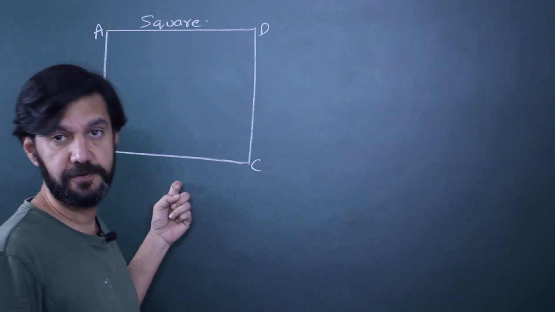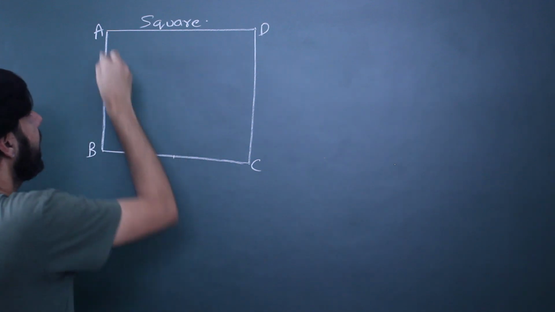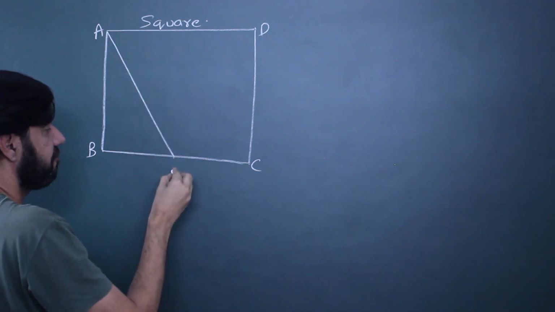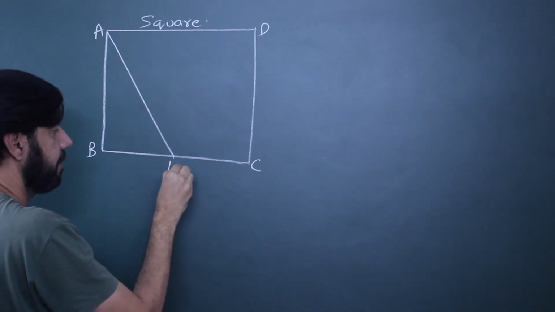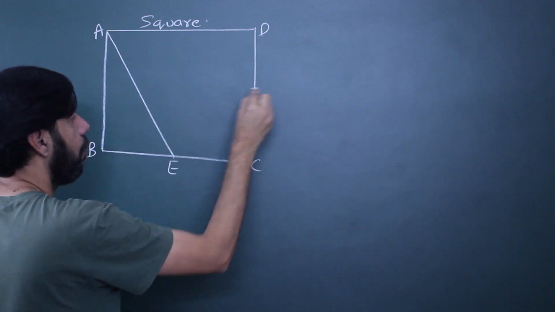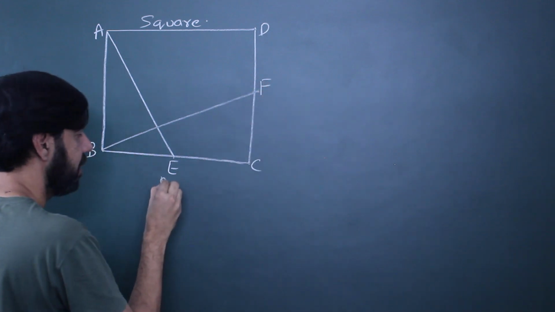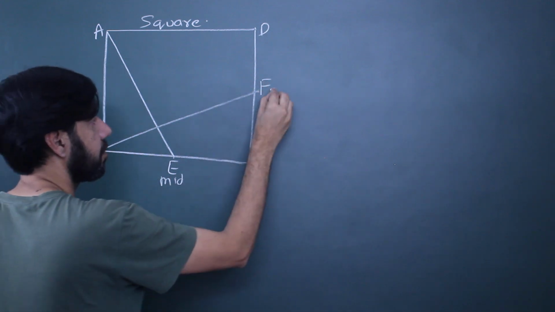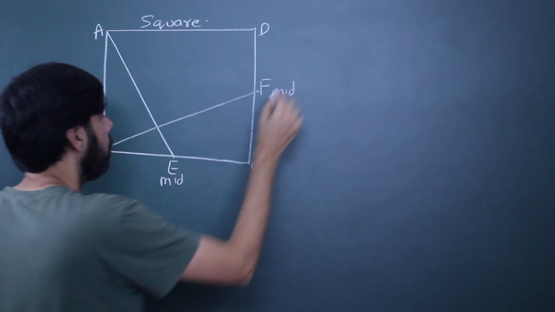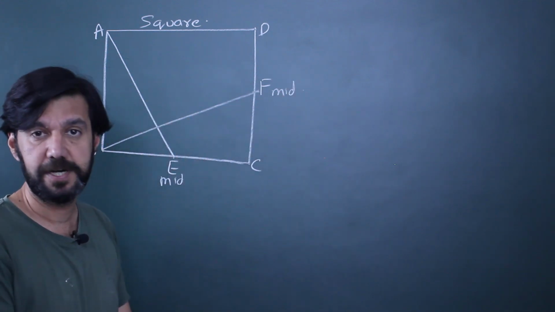Today's standard scenario involves a square ABCD and the vertex A is joined to the midpoint of BC. Let's call it E. The vertex B is joined to the midpoint of CD. Let's call it F. So both are midpoints. And look at this construction now. You're going to see the scenario in many different questions.